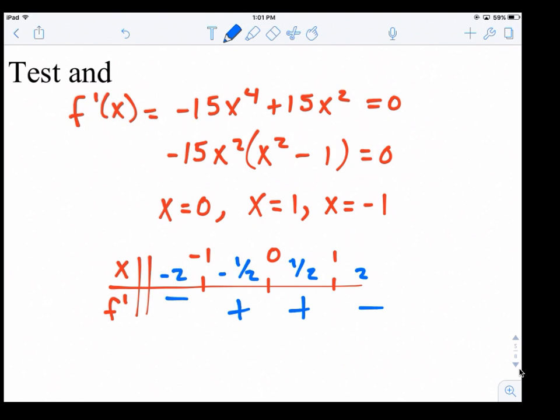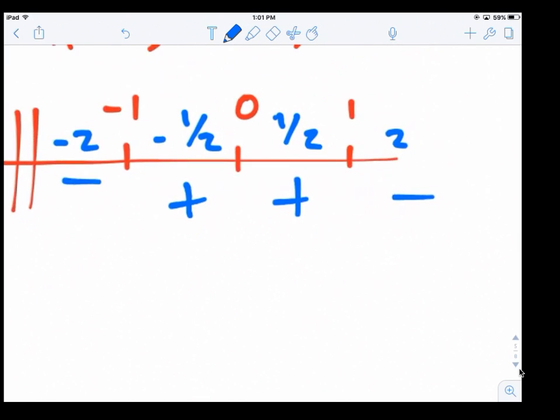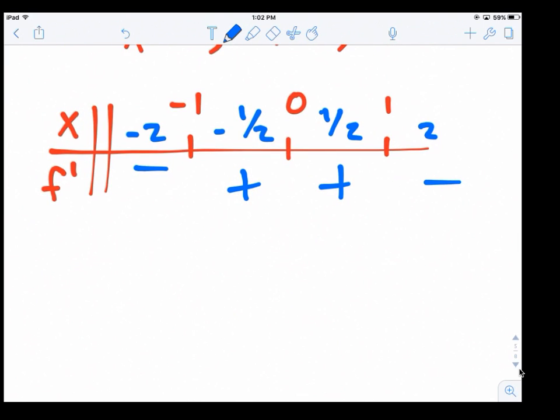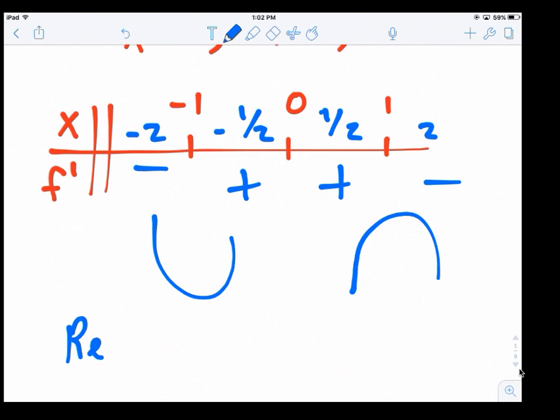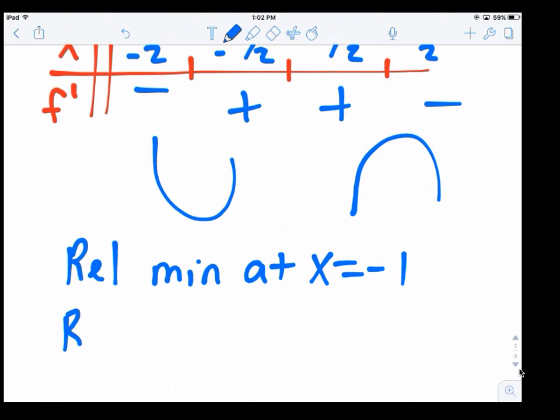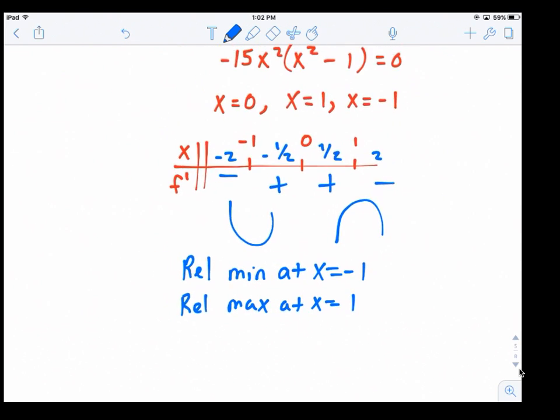Okay, so what do we know is going on? Relative min, good, and then you have relative max at positive 1. So relative min at x equals negative 1, and then you have a relative max at x equals positive 1. Okay, good. So that's nothing new.